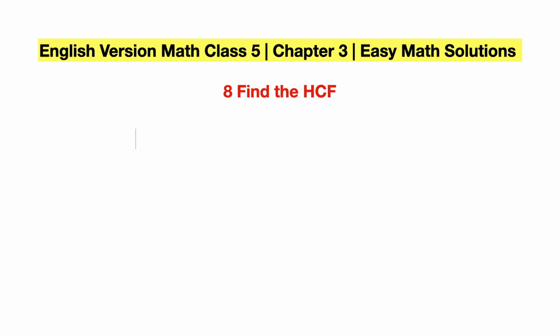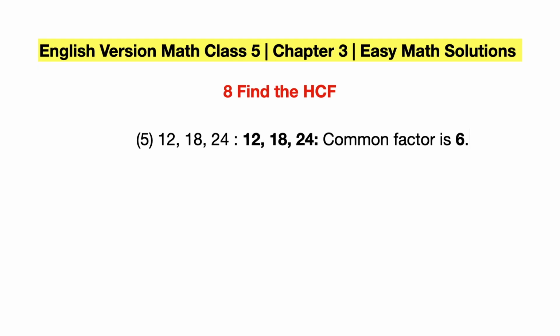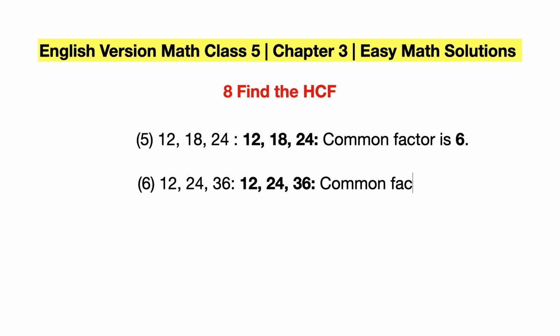Number 5: 12, 18 and 24. The common factor is 6, because you can divide all of the numbers by 6. Number 6: 12, 24 and 36. The common factor is 12, because you can divide all of them by 12.